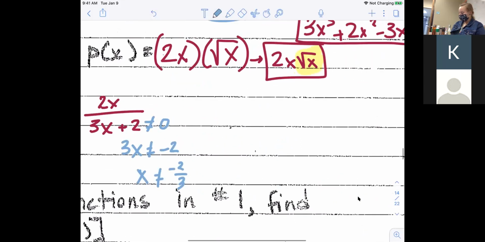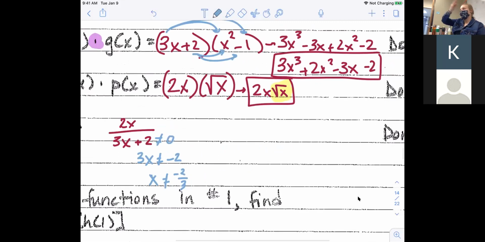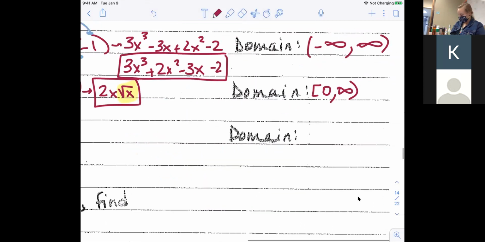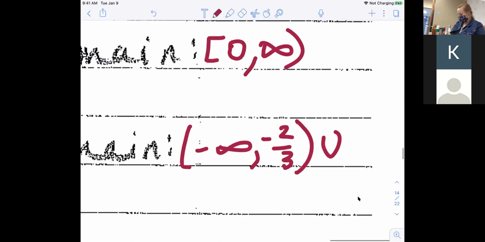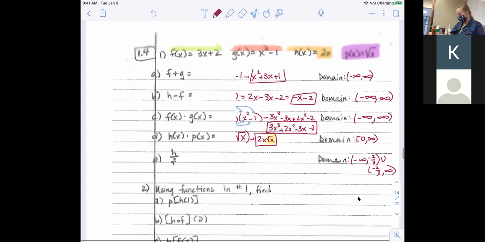So I'm going to write my domain is negative infinity to negative 2 over 3, and then negative 2 over 3 to positive infinity. Don't forget, it's all parentheses because I cannot include negative 2 over 3. That is the problem that I have.